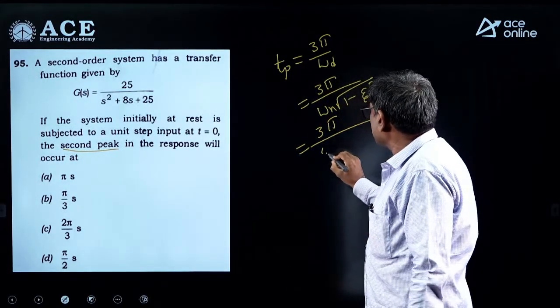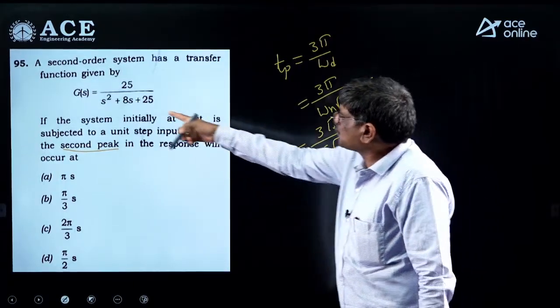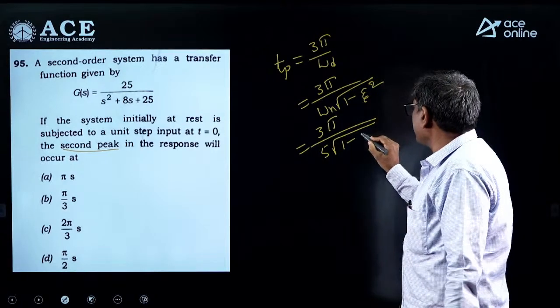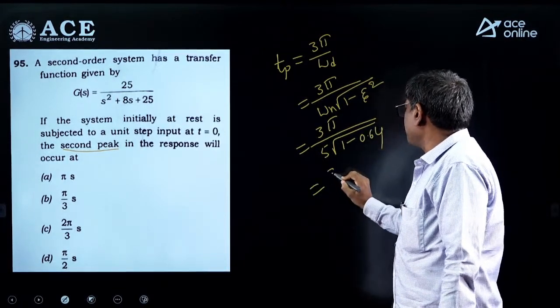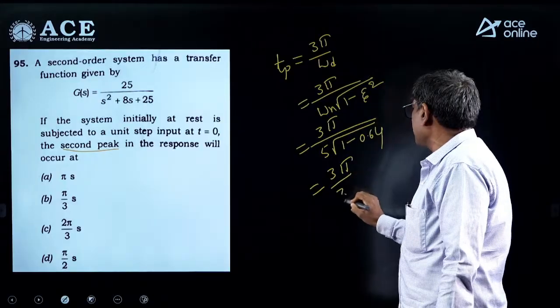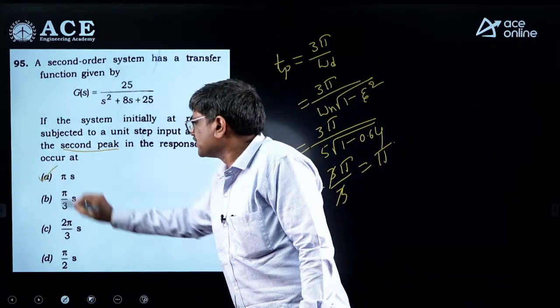25 means omega n is 5, divided into root of 1 minus zeta square, where zeta is 0.8. 0.8 square means 0.64. Then we solve it, the denominator becomes what? 3. So the answer becomes pi. So the answer is A.